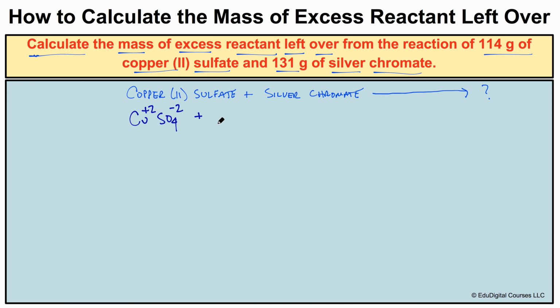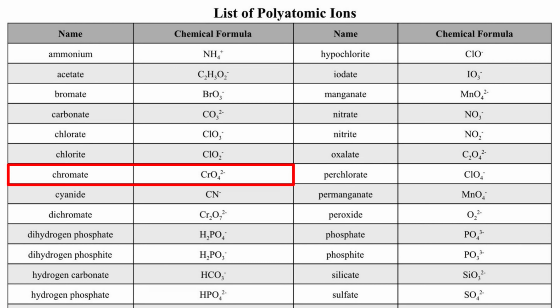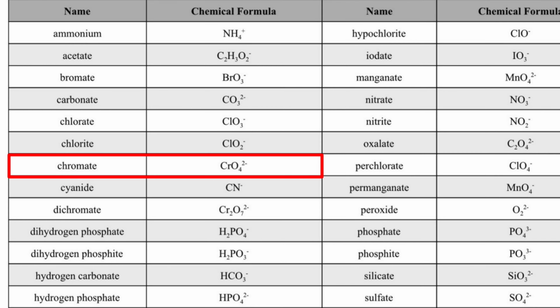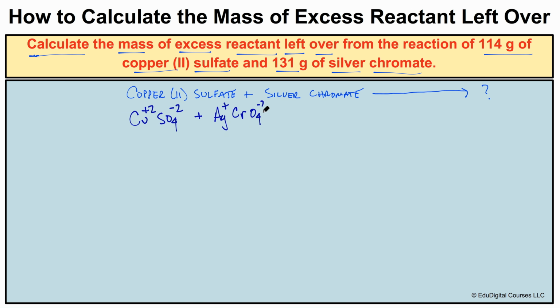This is going to react with silver. Silver forms a +1 charge. And chromate, if you take a look at that polyatomic ion list that just popped up in front of you, you'll see is CrO4 with a -2 charge. And since these two ionic charges don't add up to 0, we're going to have to place a 2 here so that they do. So we have Ag2CrO4 is our correct chemical formula for silver chromate.